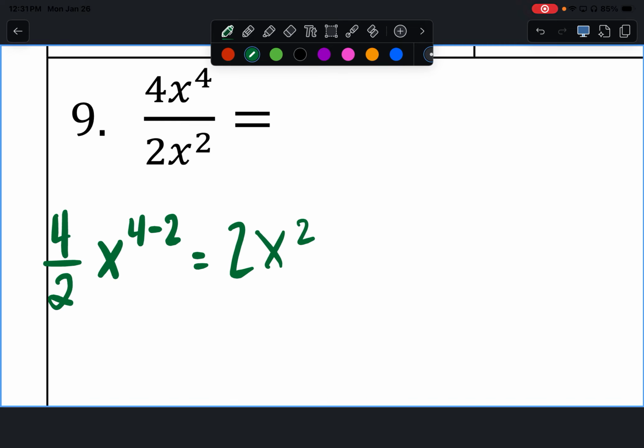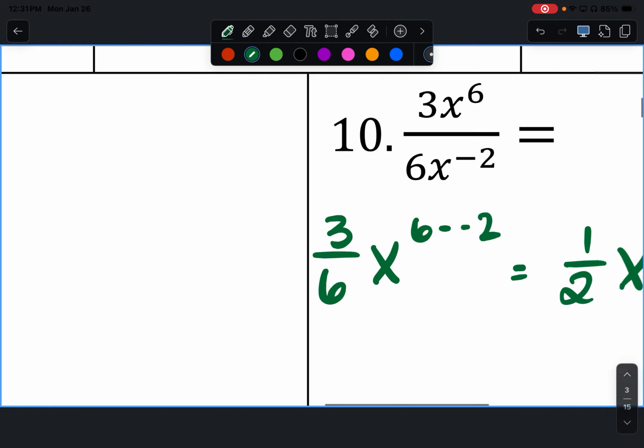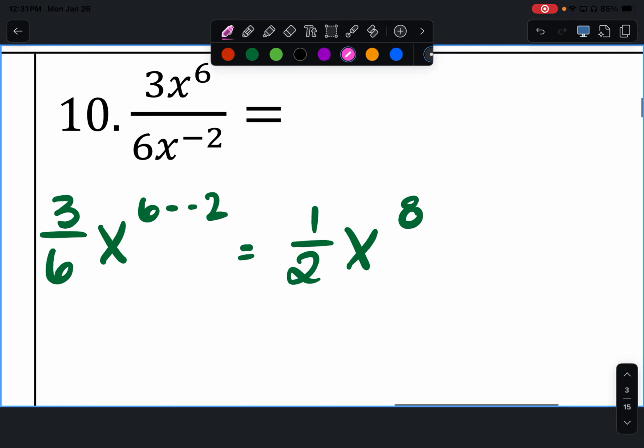For number 9, what did you get? Okay, because we do 4 divided by 2, which gives us 2, and then we have x to the 4 minus 2, which gives us x squared, so 2x squared. What did y'all get for number 10? 1/2 x to the 8th power, okay? Because 3/6 simplifies to 1/2, and then 6 minus negative 2 is 6 plus 2, which is 8.